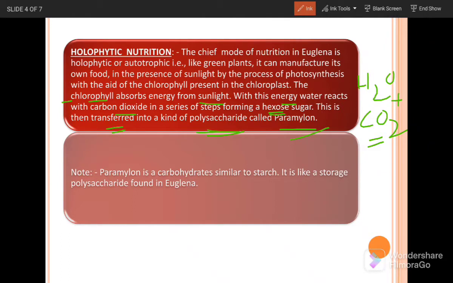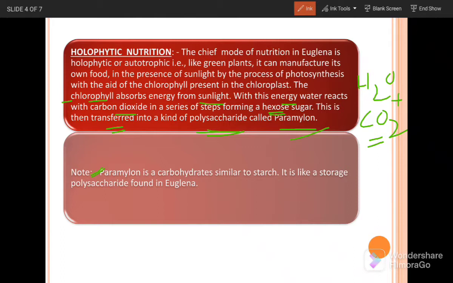You should know that paramylon is a carbohydrate similar to starch. It is like the starch which is present in potato and some other foods. Paramylon is a carbohydrate similar to starch.